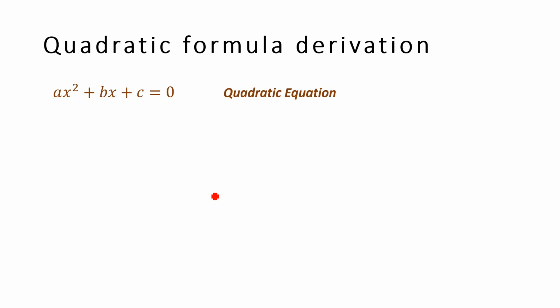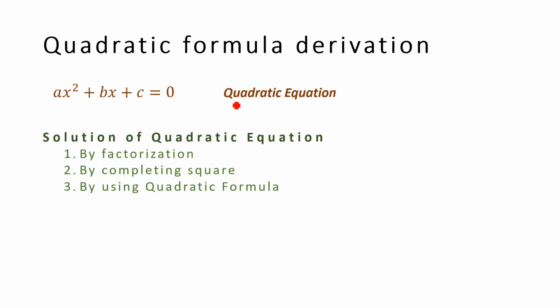Any equation of the form ax squared plus bx plus c equals 0 is known as a quadratic equation, and a quadratic equation can be solved by three different methods. Number one is factorization. By doing factorization we can solve the quadratic equation. We can solve a quadratic equation by the completing the square method, and we can solve it using the quadratic formula.